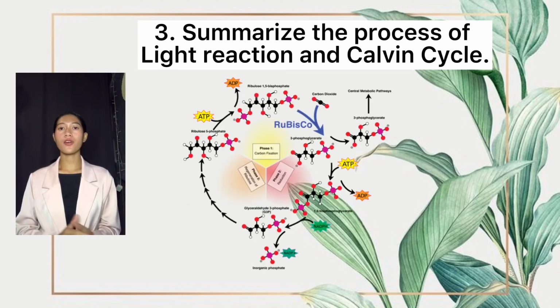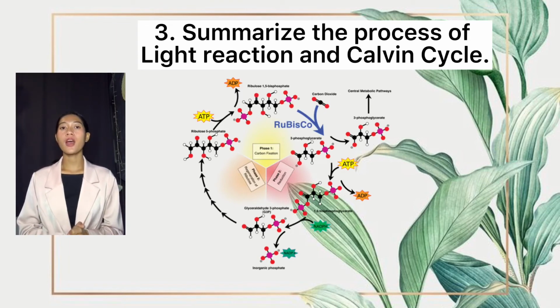Next, the process of Calvin cycle. The Calvin cycle is the process that plants and algae use to turn carbon dioxide from the air into sugar, the food autotrophs need to grow. Every living thing on Earth depends on the Calvin cycle. Plants depend on the Calvin cycle for energy and food.